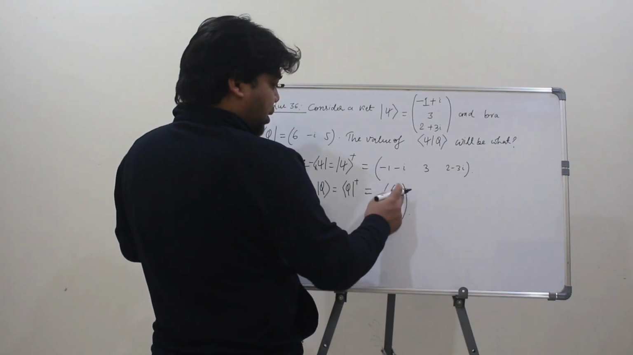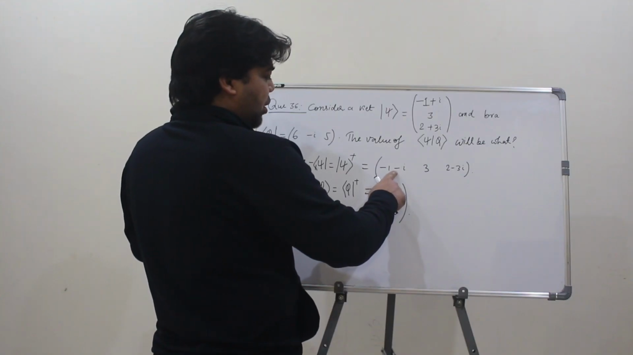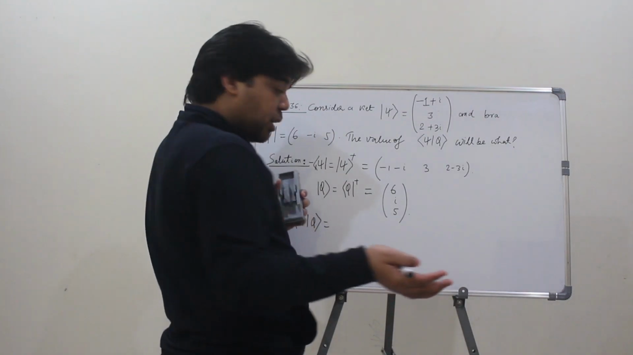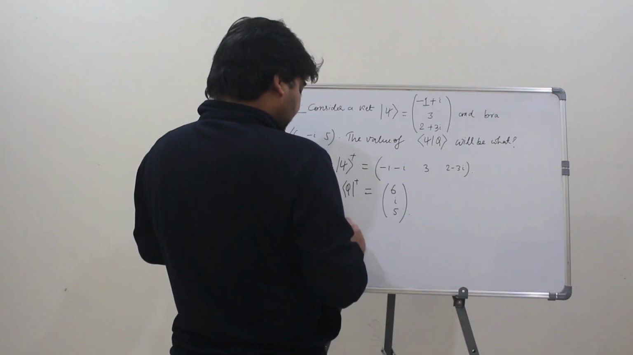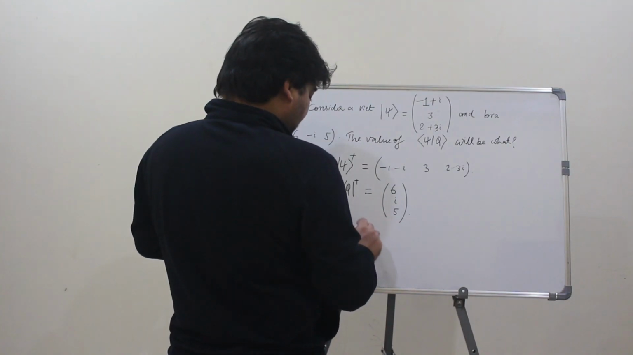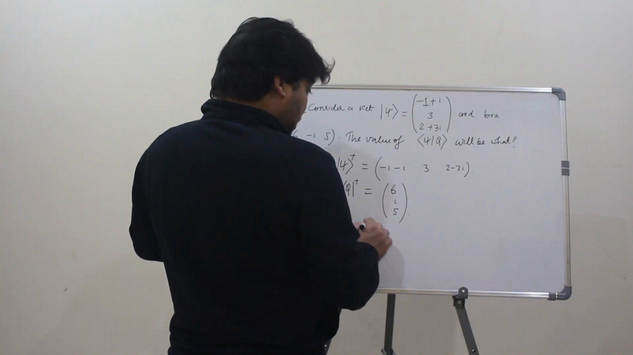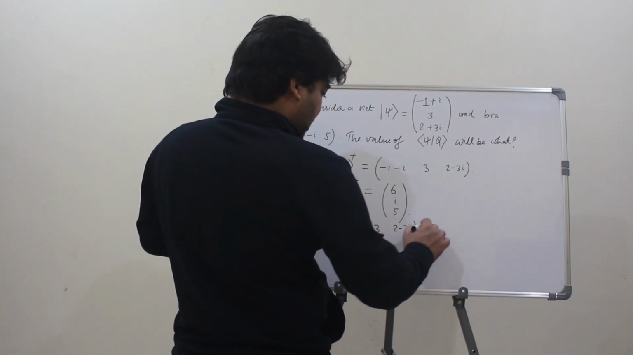So it is a multiplication of a row and a column. Now how will the multiplication take place? We know the simple matrix multiplication: each element of the row goes with the corresponding element of the column, this goes to this, this goes to this, and this goes to this, right? So minus 1 minus i, and then 3 and 2 minus 3i.